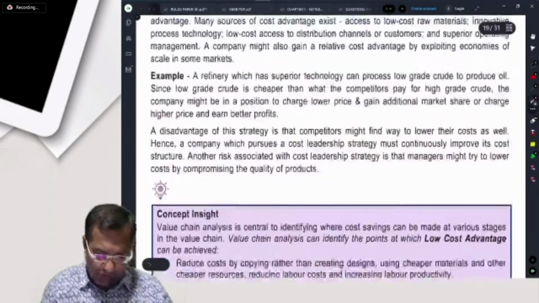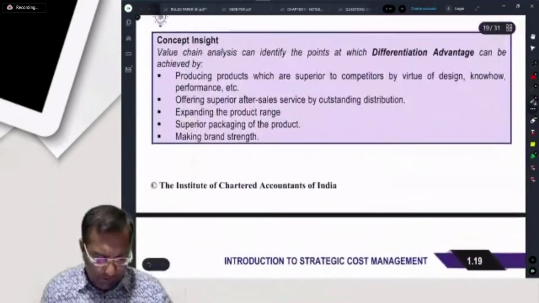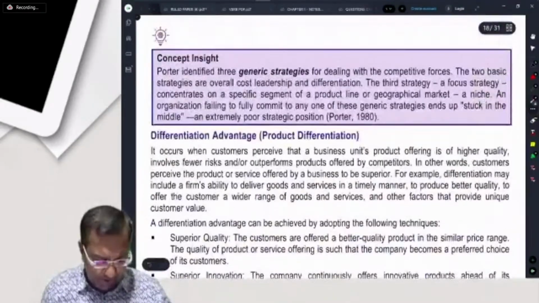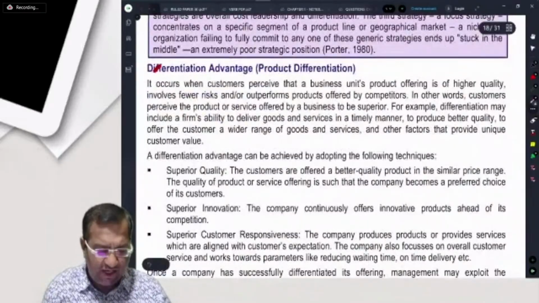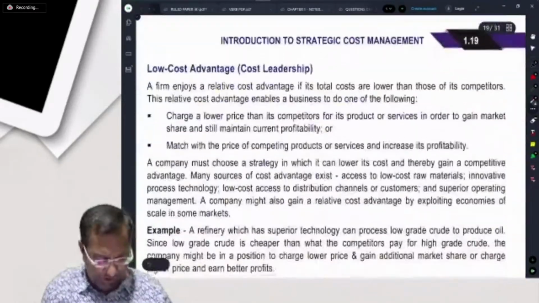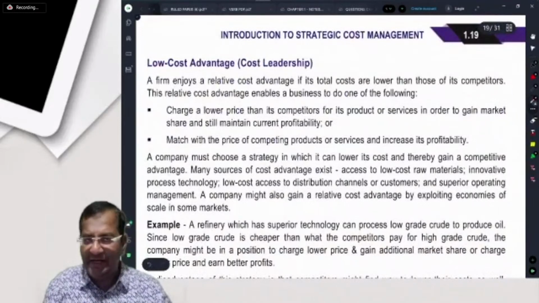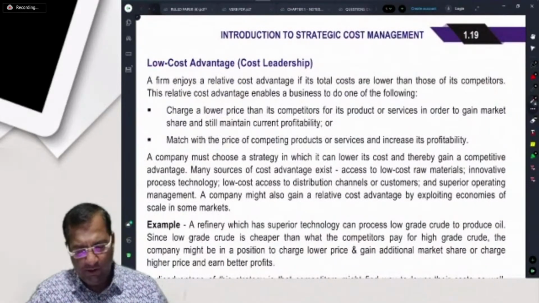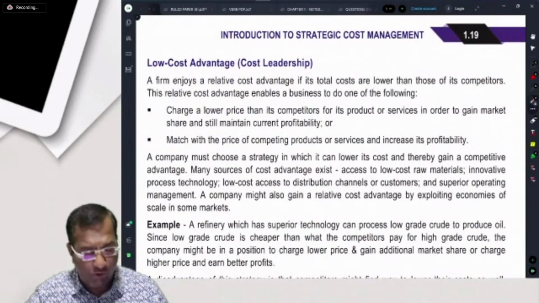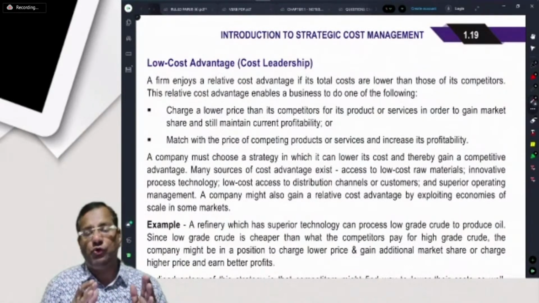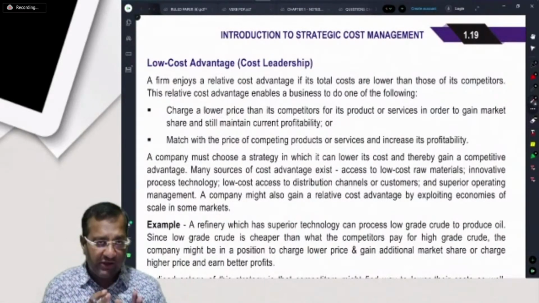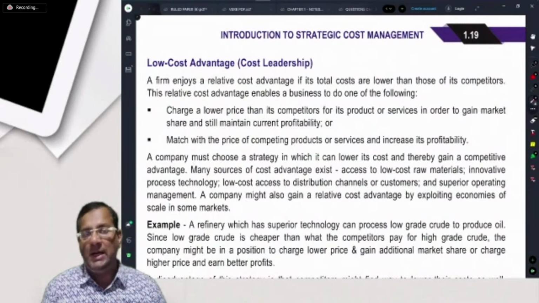Okay, beta. So I'm giving you some 5 minutes to read out this content from the study material regarding the differential advantage and the low cost advantage. In case you are having any doubt, you can ask me right now, beta. I'm giving you 5 minutes to read out this content. These are the 2 generic strategies out of the 3 generic strategies suggested by Michael Porter.